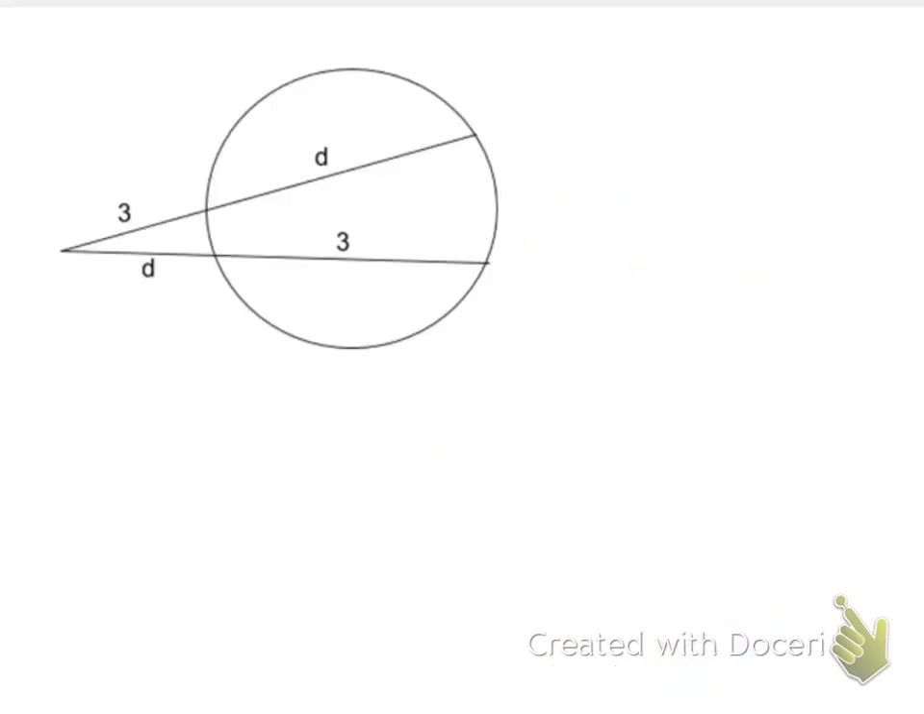Solve for D. This time, are we looking for angles? No. So now we're using the idea of lengths of secants and chords. So now we're going to multiply, right? We're going to do the outside times the whole length, equals outside times whole length.